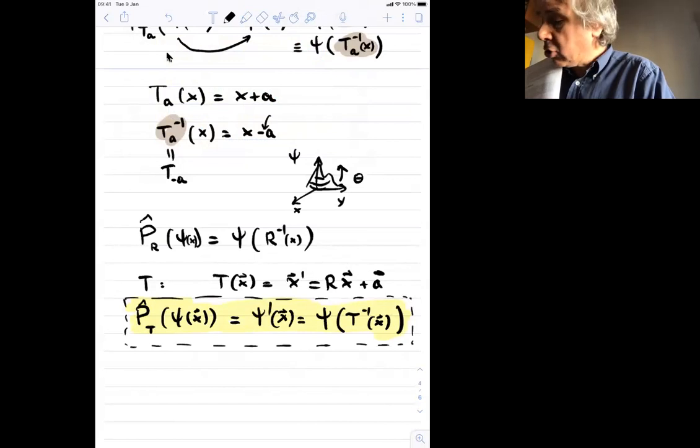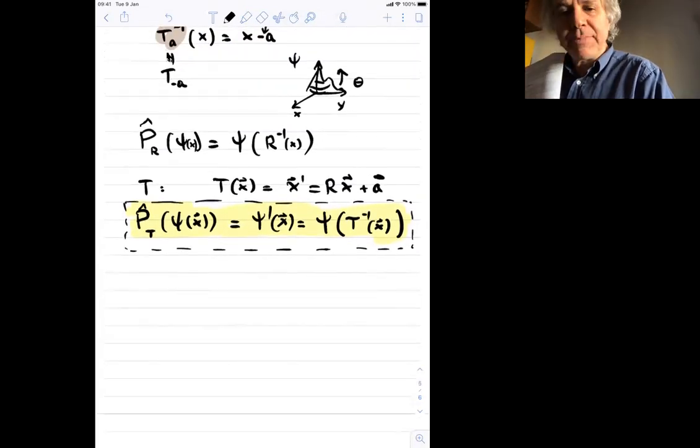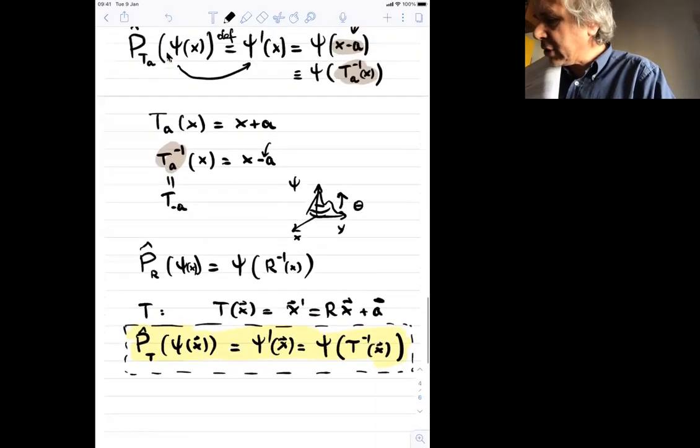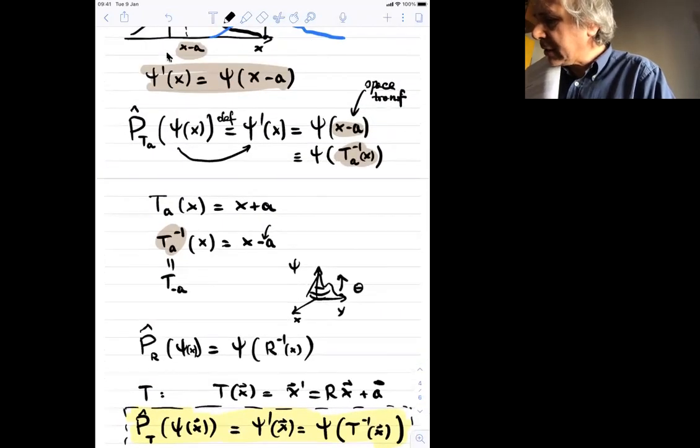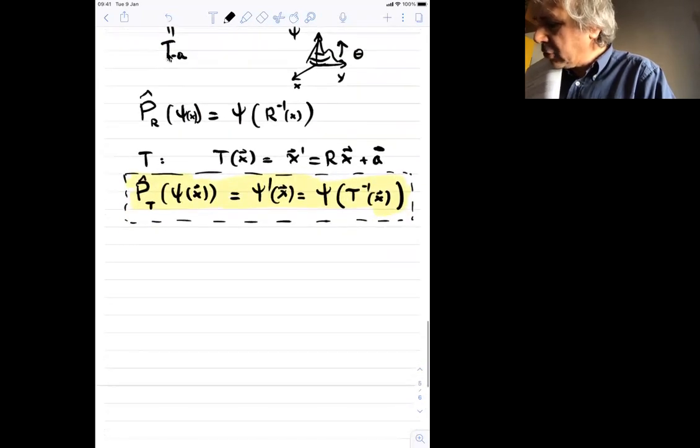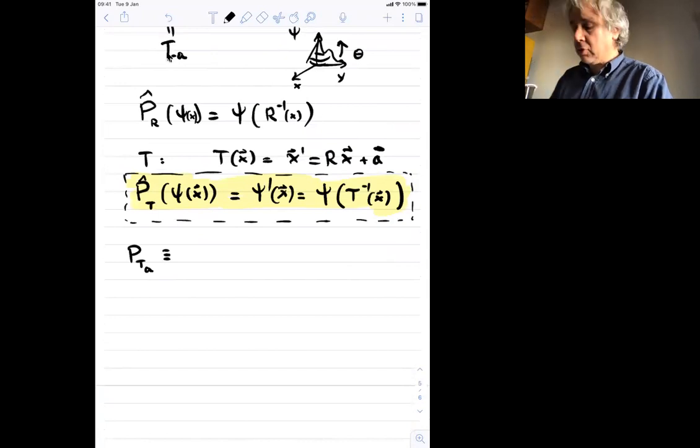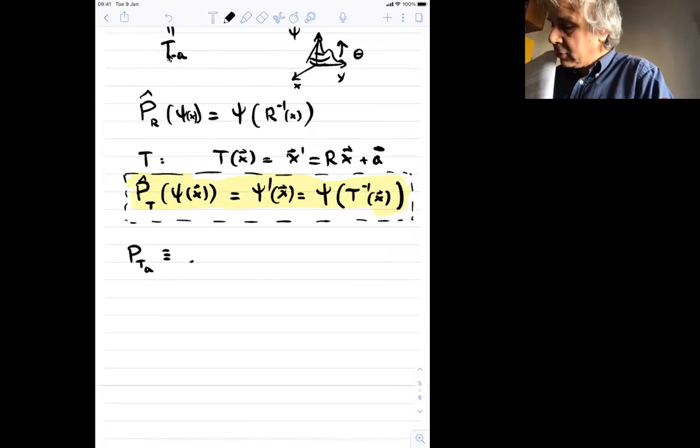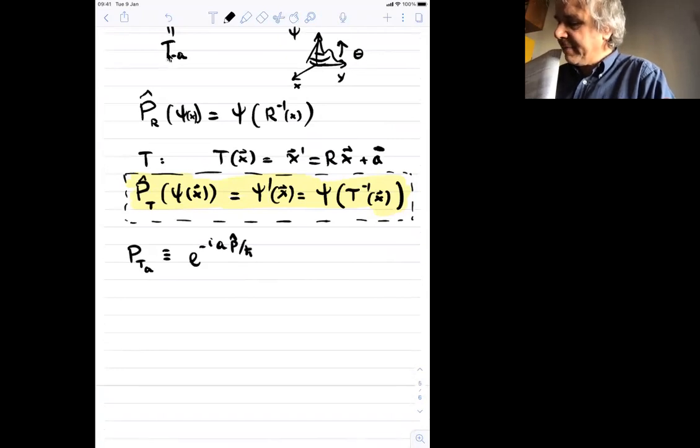Okay, good. These operators seem strange, but they are not. Let's consider again the translation. Look at this object here. I would like to show you that P of the translation A is in fact equal to e to the minus i a, the momentum operator over h bar. Okay, let's verify.